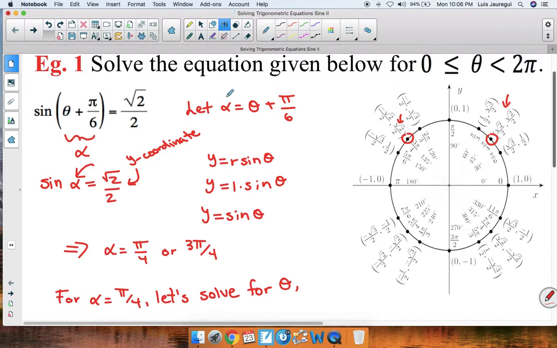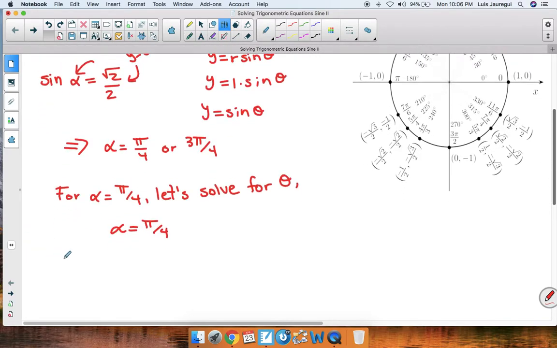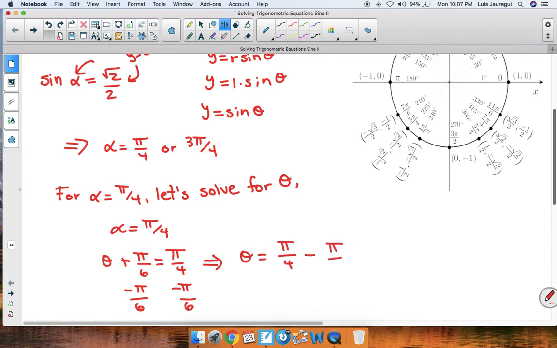We know that alpha is theta plus pi over 6, so let's substitute that in. And we know that this is equal to the right-hand side, which happens to be pi over 4. Now, our goal is to get theta by itself. So let's subtract pi over 6 from both sides of the equation. This leaves you with theta is equal to pi over 4 minus pi over 6.